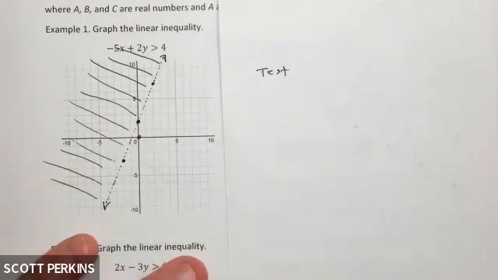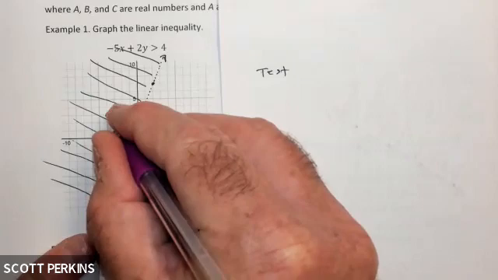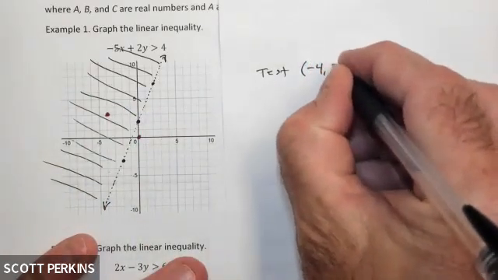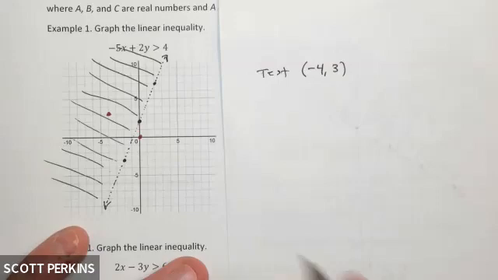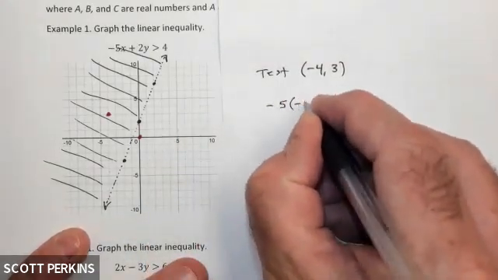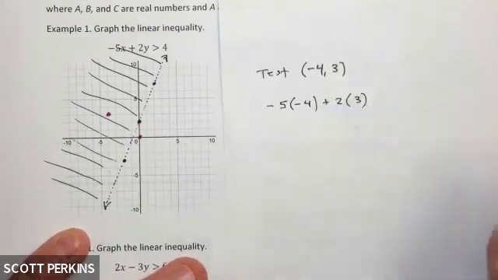-4, 3. So again, I'm going to put a purple dot there. So 1, 2, 3, 4, 1, 2, 3. I'm going to test this point right here. So let's see, would I get true? Is that the right side? So let's go for it. So now I'm going to put that into my inequality. So I've got -5 times -4 plus 2 times 3. And I want to know, is that greater than 4? Is that a true statement or is that a false statement?